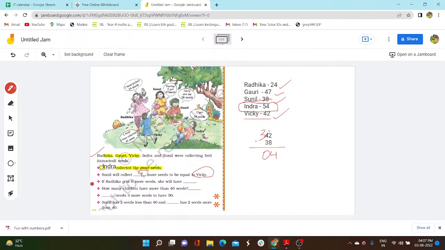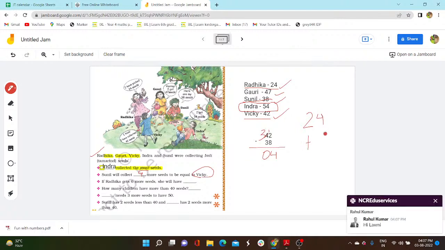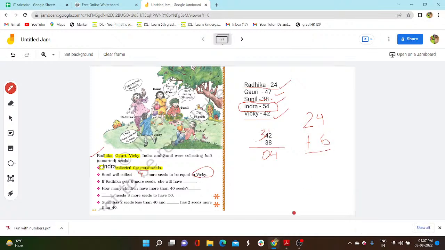If Radhika gets 6 more seeds, she will have something. Okay, so let's look at how many seeds Radhika has. She has 24 seeds. So if she gets 6 more seeds, how many seeds will she have? So what can we do? We can do 24 add 6. If we do 24 add 6, then what do you think we would get?